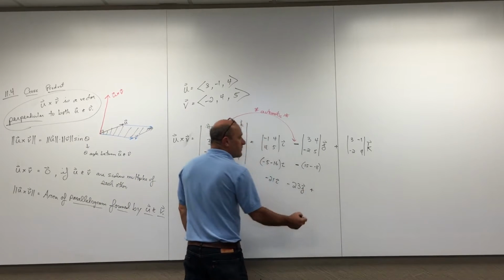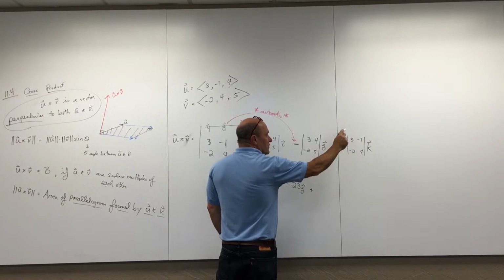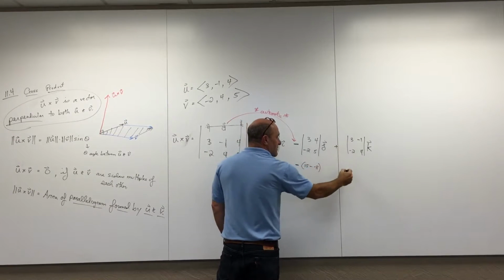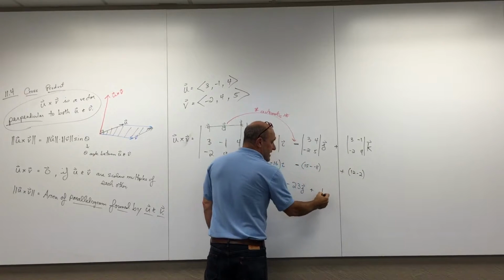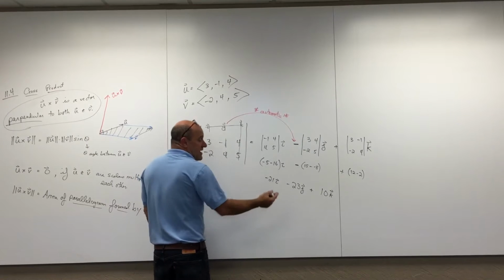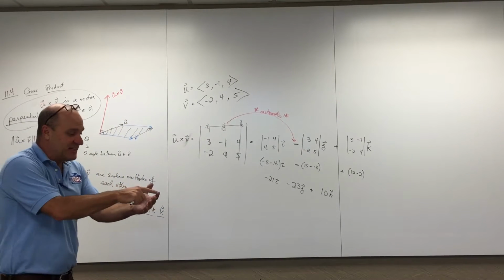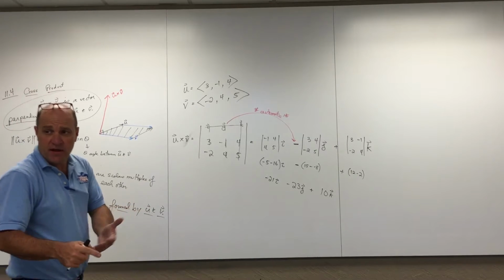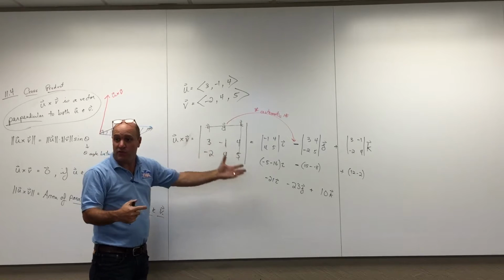What about the K? 12 minus 2. Double checking myself there. 12 minus 2 is 10. 10K. And then here I am. You know me, I don't use the I, J, K notation too often, but I need to here. It's my guide for getting through this cross product.